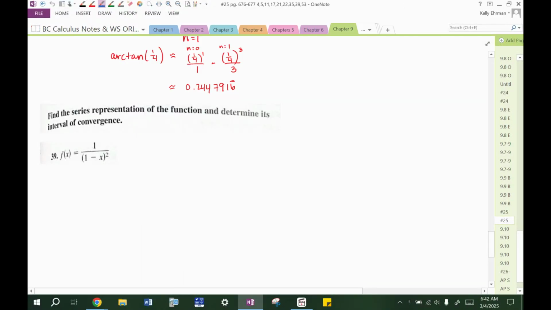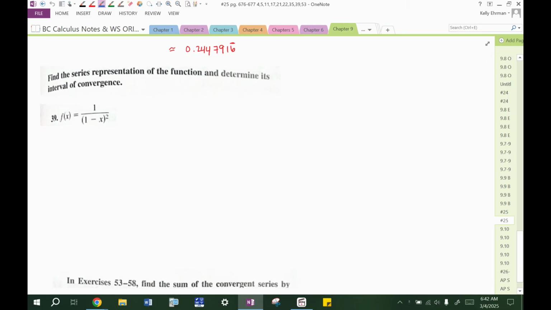All right, so this is the last problem, and I'll do 53 as well. Last problem that you need to do for homework number 25. This says find the series representation of the function and determine its interval of convergence. So for this one, I think we might have had something similar to this in the notes.